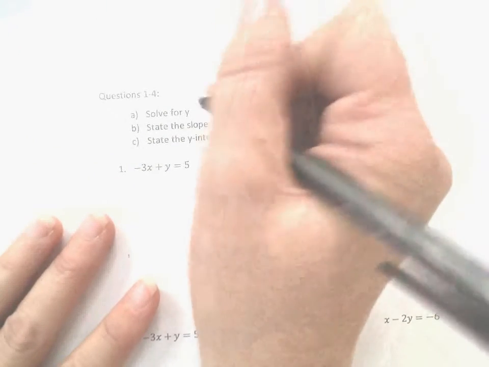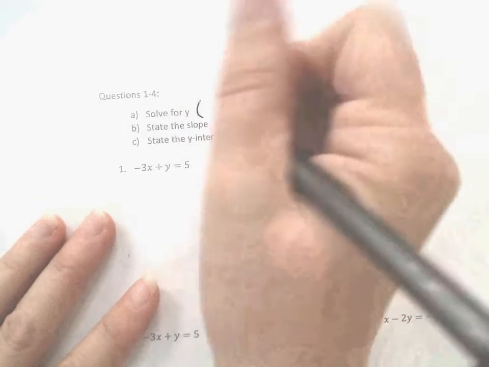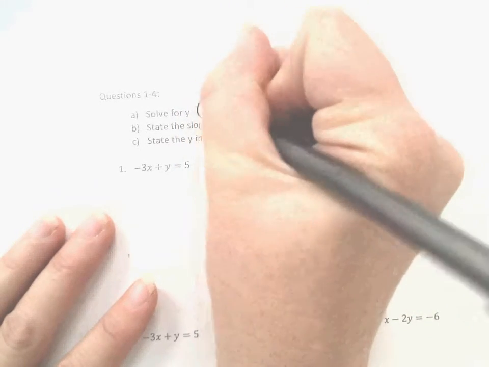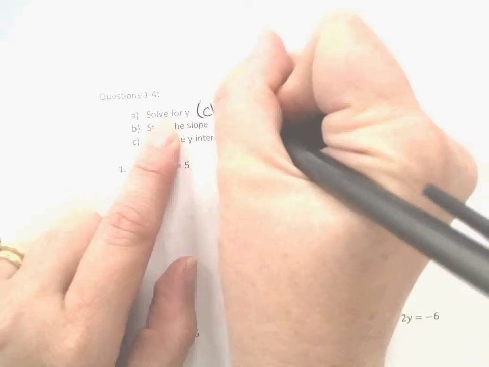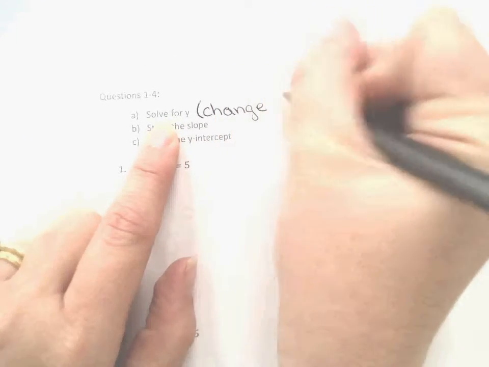Okay, so solve for y means, that's how I would approach it before, solve for y. Now it will say change to slope-intercept.